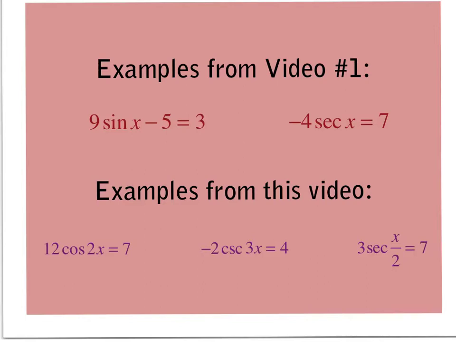So what we see here, examples from video 1 look like the following. So 9 sine x minus 5 equals 3, things like that. Examples from this video are going to look like these in purple down here. The difference is what I want to point out to you right now: what we're taking the sine of, or the secant of, or the cosine of, and so forth. So these things in video 1, all you've seen so far is just an x, so that hasn't really changed much. When we have a 2x or a 3x or an x over 2 or anything besides x, we need to go a couple steps further in order to solve.